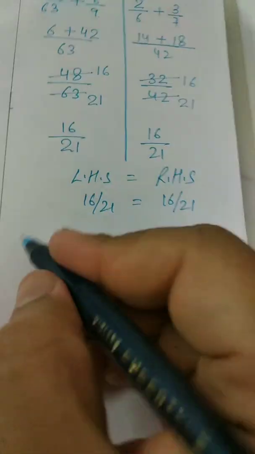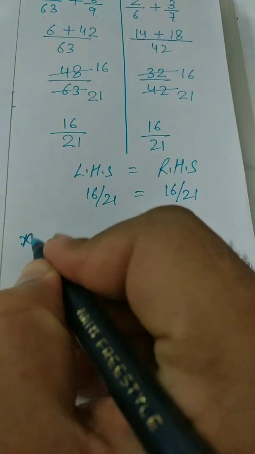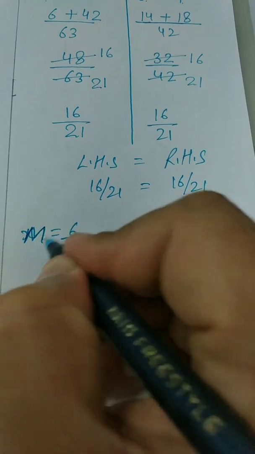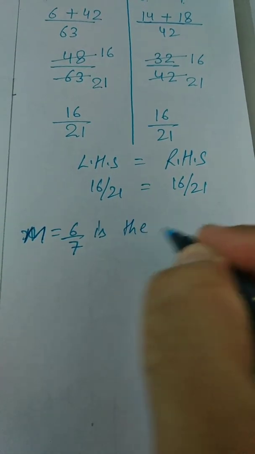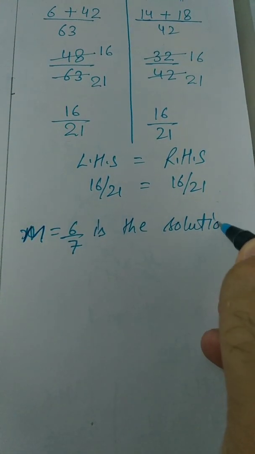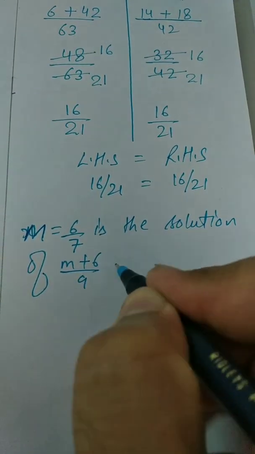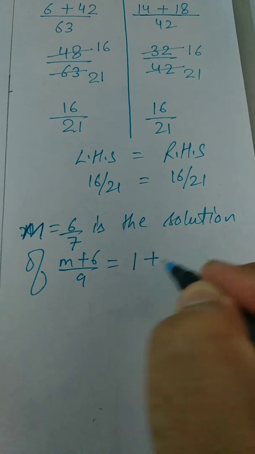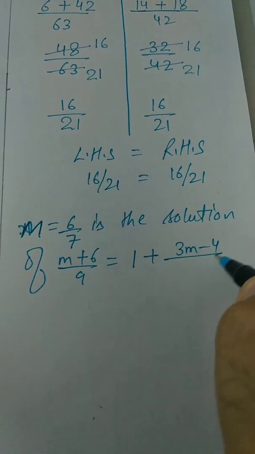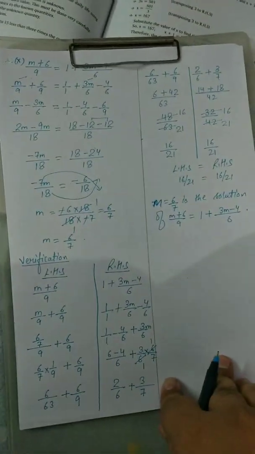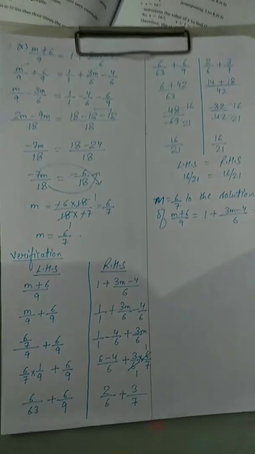Right? So x is m is equivalent to the 6/7 is the solution of m plus 6/9 equivalent to the 1 plus 3m minus 4/6. I hope it is clear to all of you. Y part you can do it yourself.